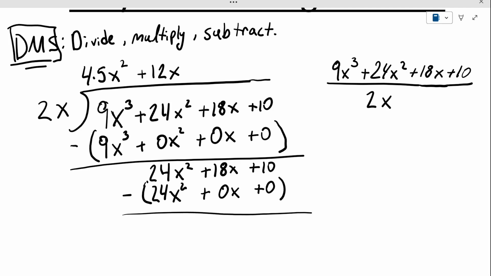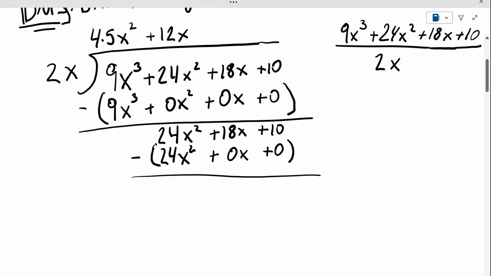And we subtract again. This will leave us with 24x squared minus 24x squared, that's just 0. 18x minus 0x, that's 18x. And that would be 10. Now we can divide one more time. So let's do that. What is 18x divided by 2x? That's 9. So we can write 9 up here.